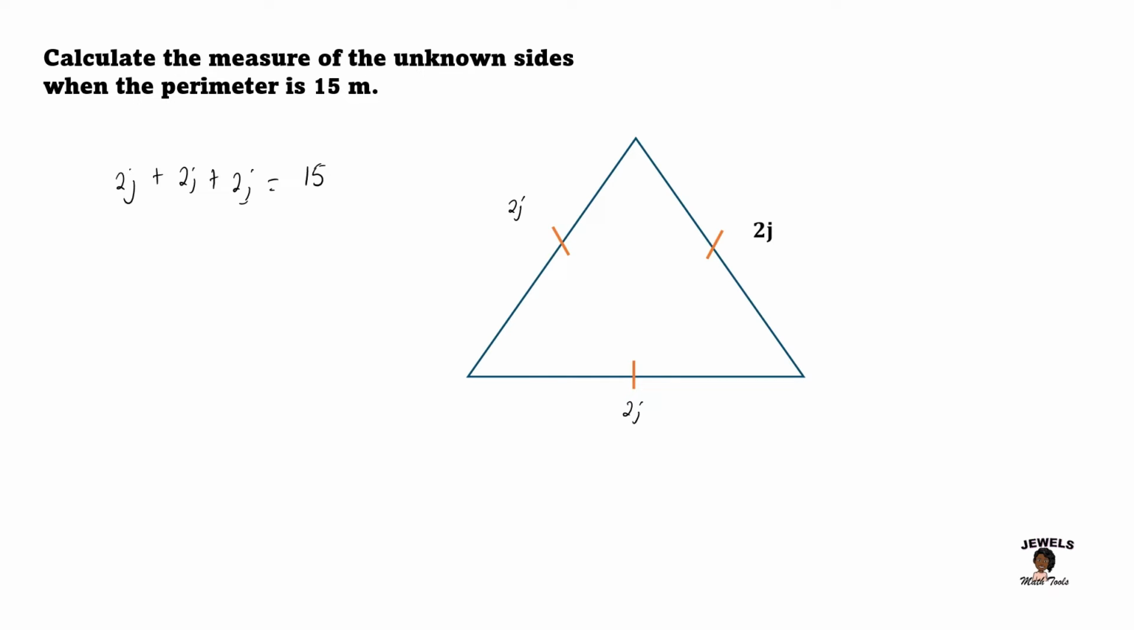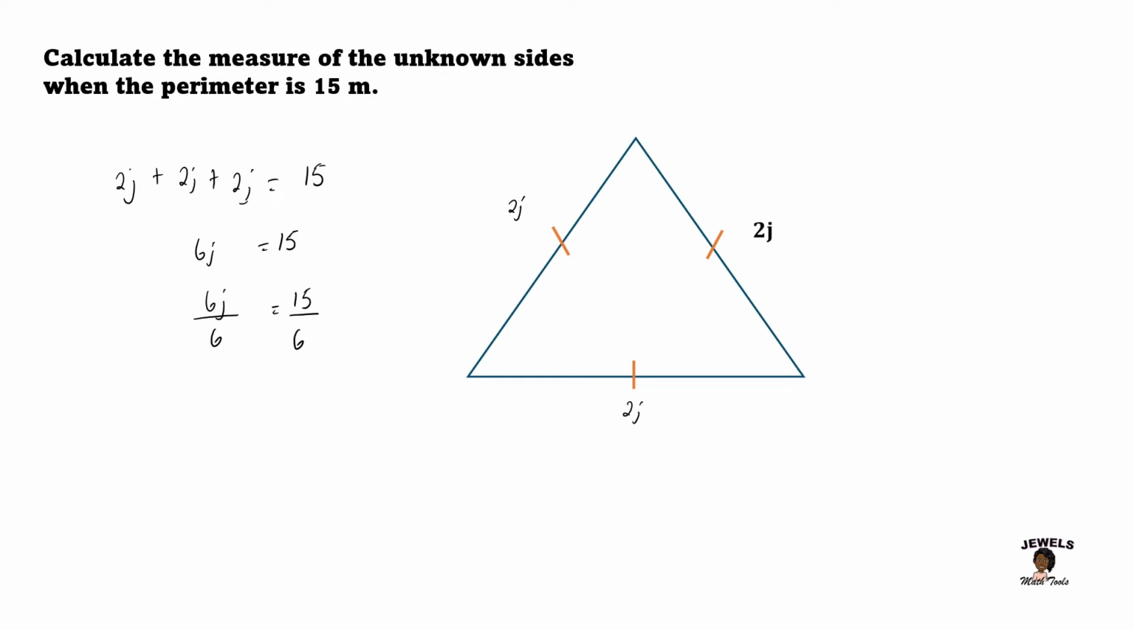So let's simplify our expression. We have 2 plus 2, which equals 4, and 4 plus 2 will equal 6j equal to 15. And now we're going to apply our algebra rules where we will be dividing both sides of our equation by our coefficient. And remember, the coefficient is the number that is in front of your variable.